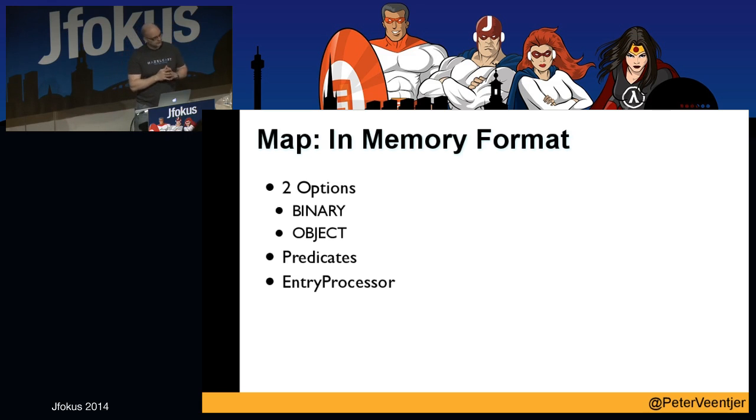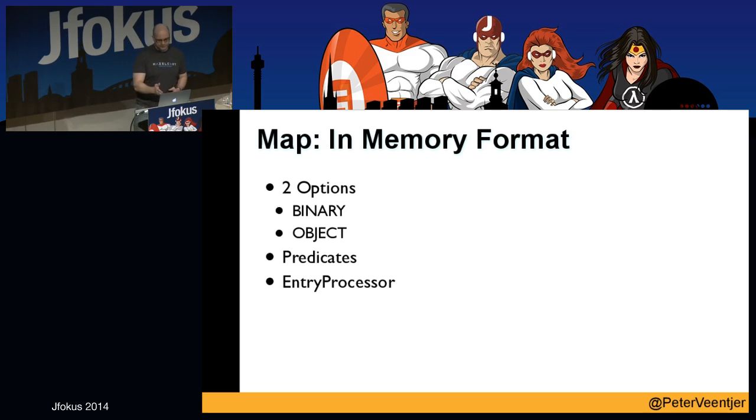So if I configure that map not to be a binary in-memory format, but I configure it with an object in-memory format, then that object which is being stored there is the actual object instance. So if I'm going to get my entry processor, it will get a reference to the object which is stored there. So there's no serialization and deserialization going on at all. Therefore, it's very fast. This is as fast as we can make it.